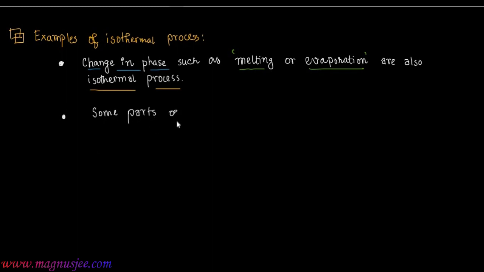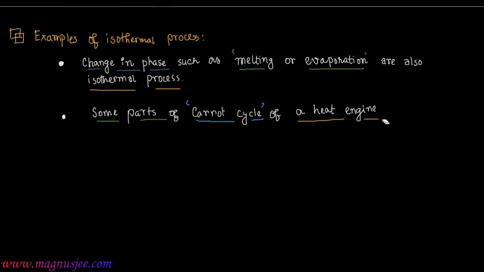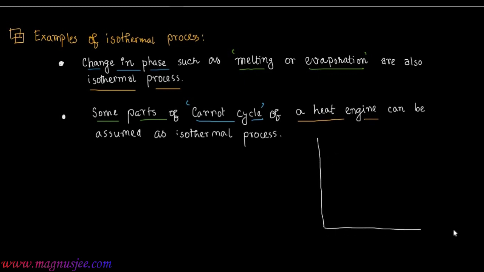Some parts of the Carnot cycle of a heat engine can be assumed as isothermal process. Now we can draw the Carnot cycle.